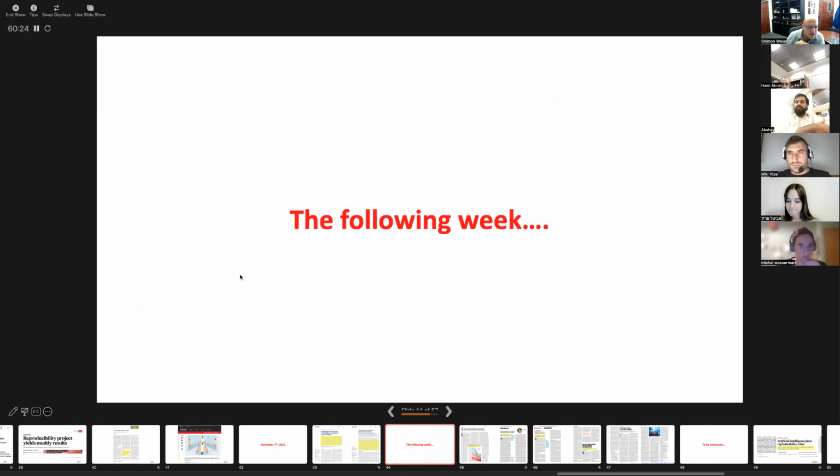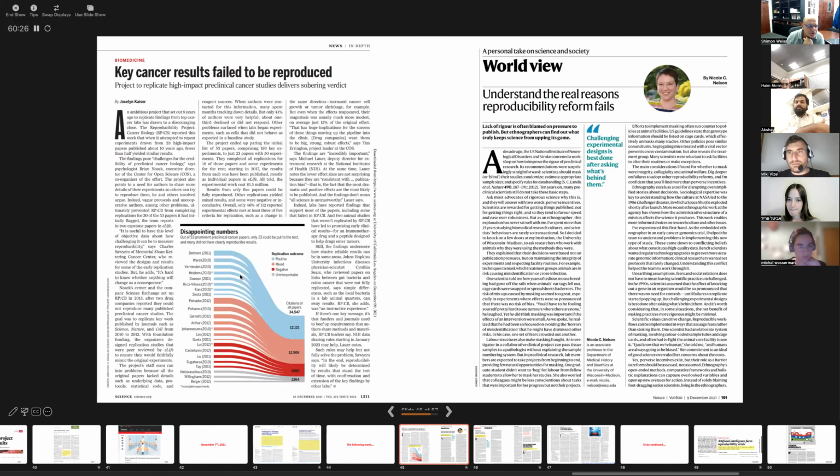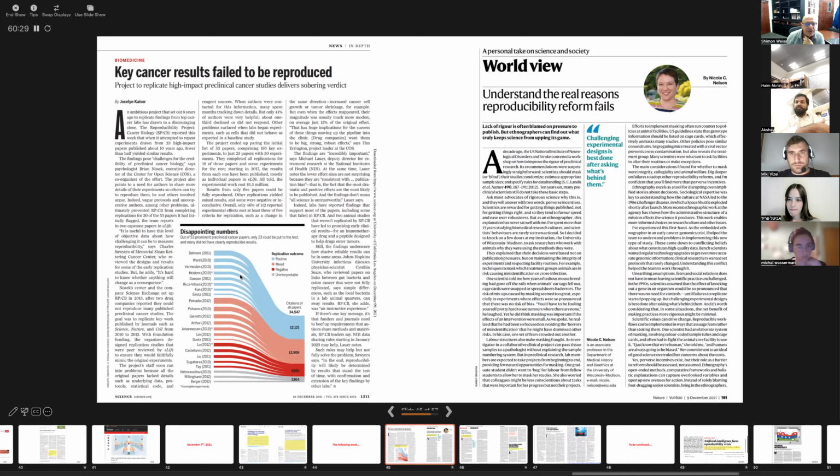The following week, obviously, all the scientific literature is full of commentaries. I won't go much through this, but all the editors of all important journals basically responded to these 2 papers. Key cancer results fail to be reproduced. Understanding the real reasons reproducibility reform fails. Disappointing numbers. Lack of rigor is often blamed on pressure to publish, but ethnographers can find out what truly keeps science from upping its game. So this is really concerning.